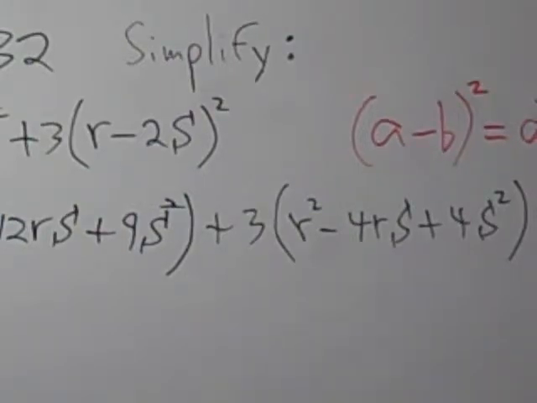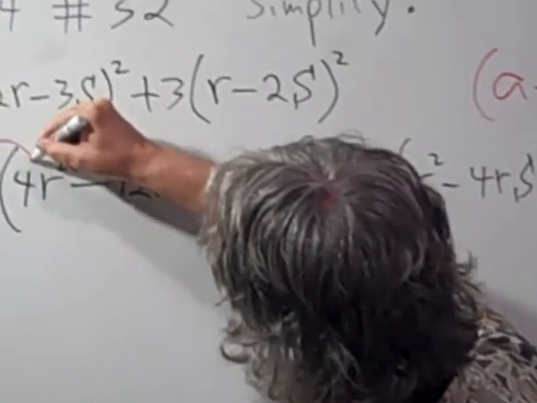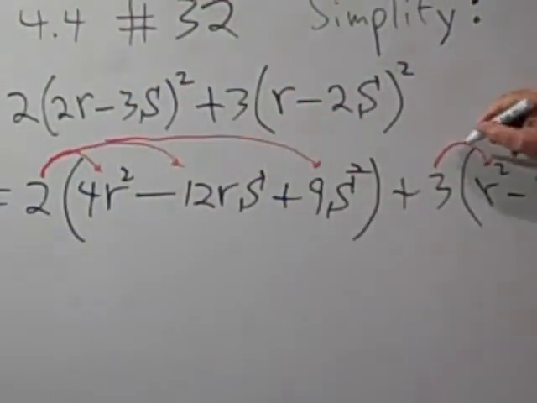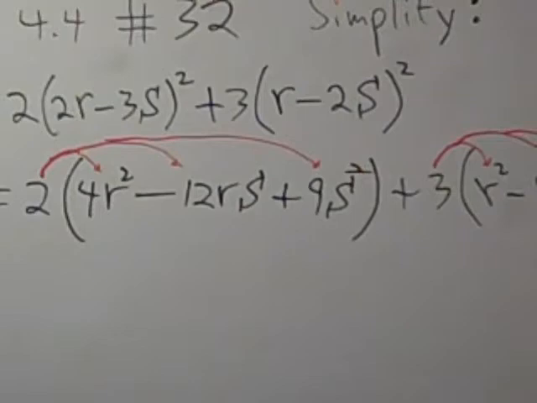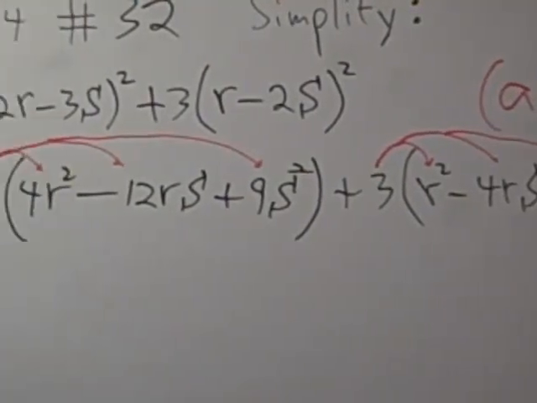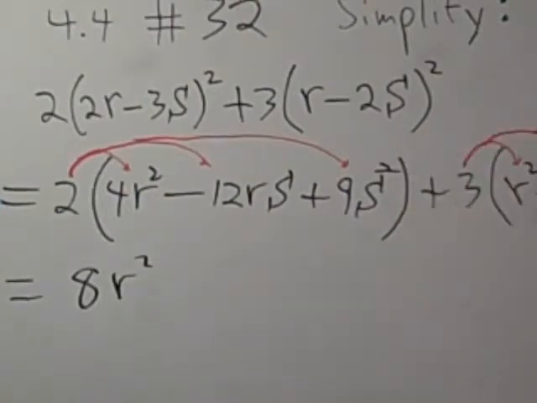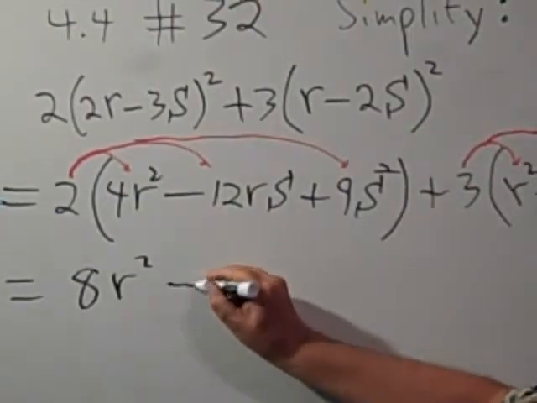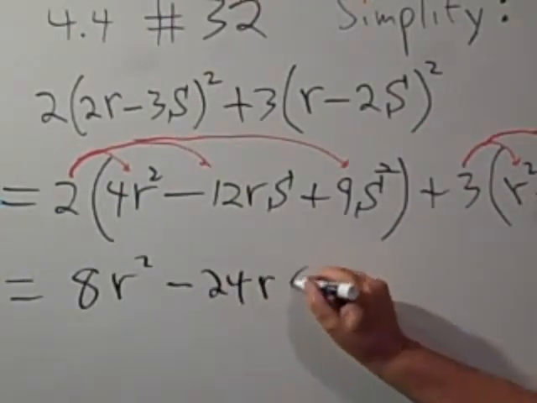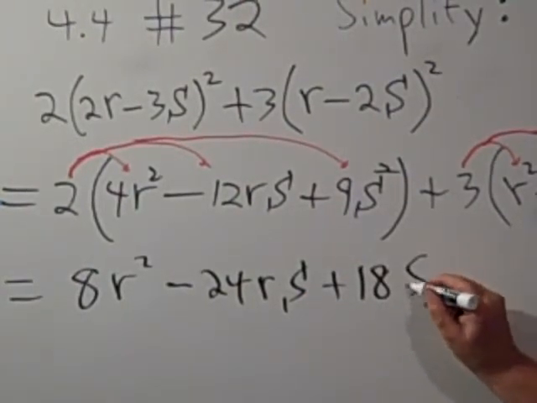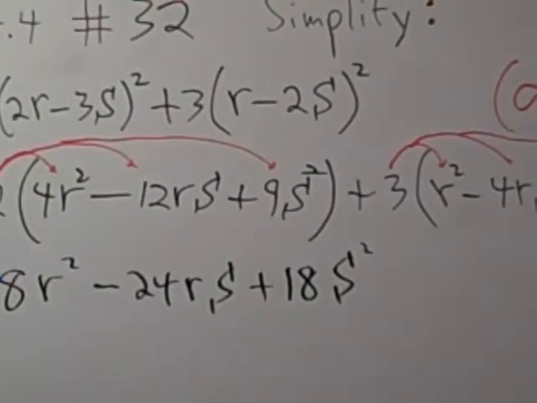Now we can multiply times the coefficients that were in front. Distributing the 2 here and distributing the 3 to the second set of parentheses, we end up with 2 times 4r squared is 8r squared. 2 times negative 12rs is negative 24rs. 2 times 9 is 18, so 18s squared.